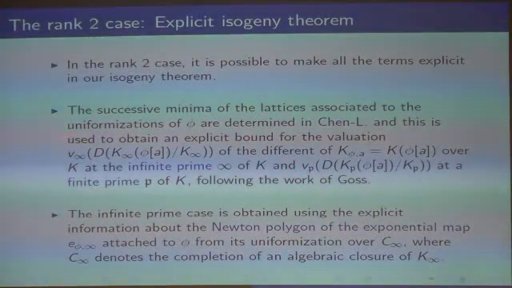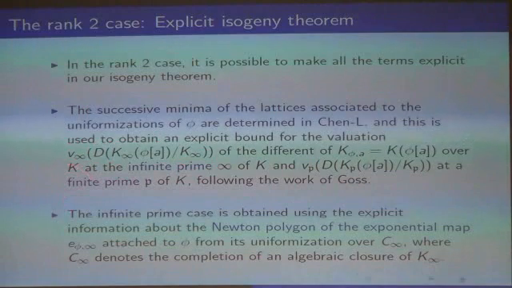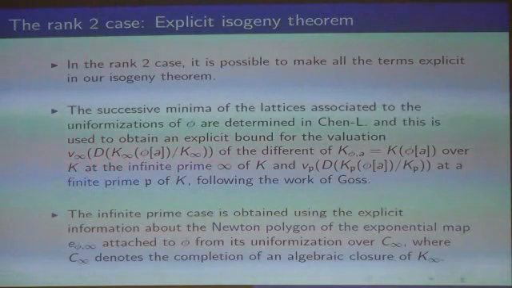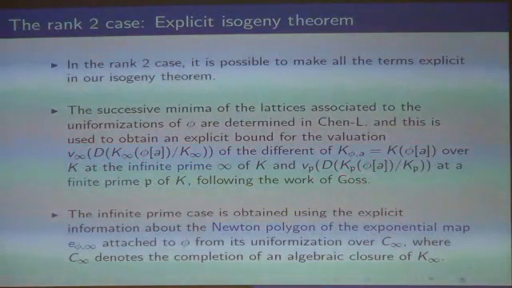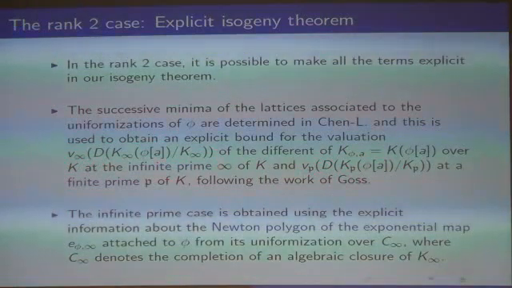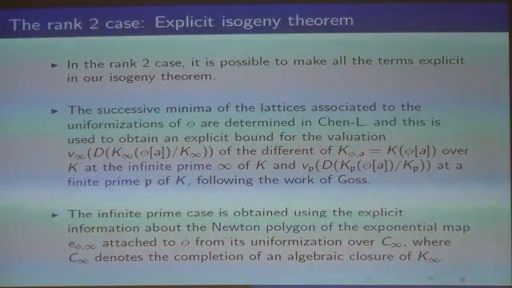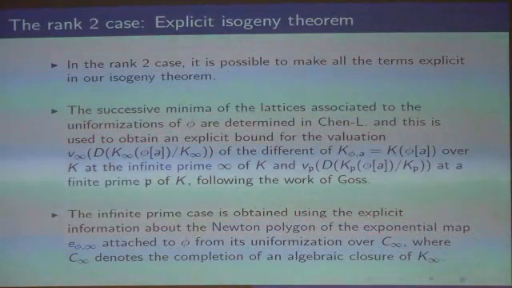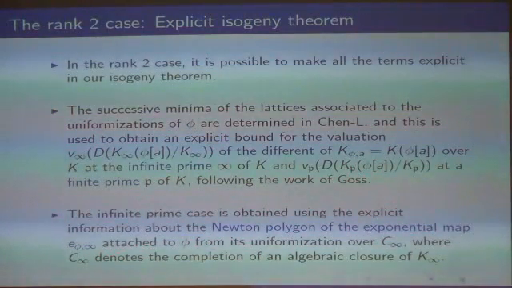So we have to deal with the prime at infinity, the infinity valuation of the different divisor, and also the finite primes. For the infinite prime case, we use the Newton polygon idea, but for the finite prime case, we use Gauss's work. So I'll give you a little bit more detail about what I mean by the Newton polygon idea of the exponential map.